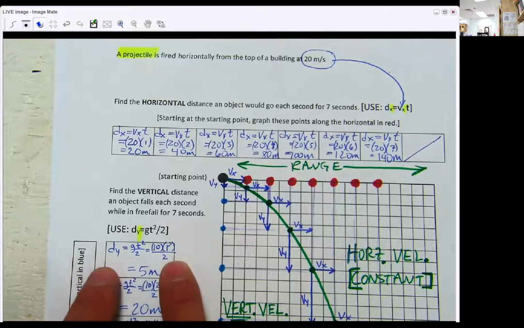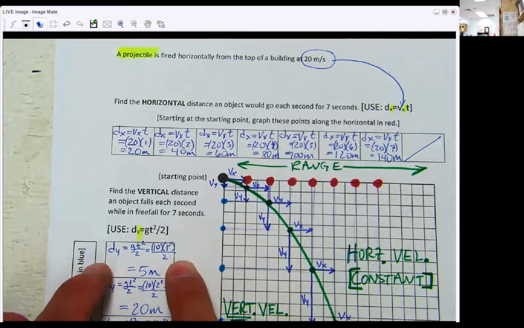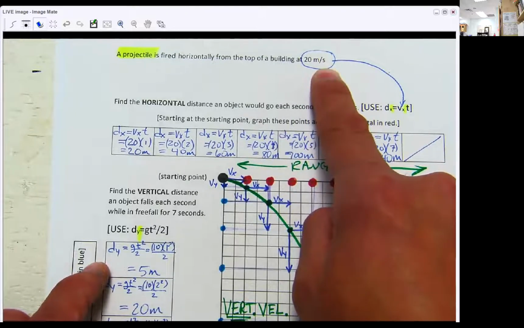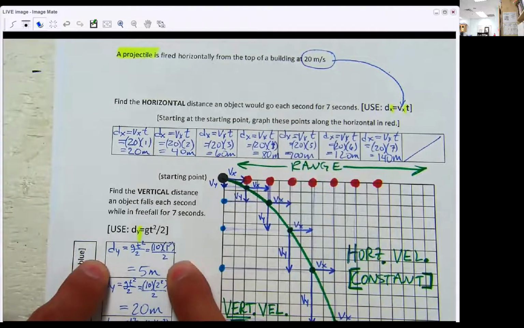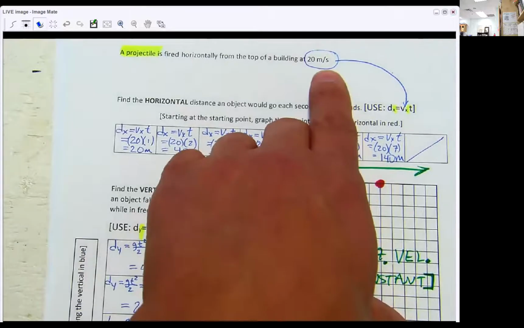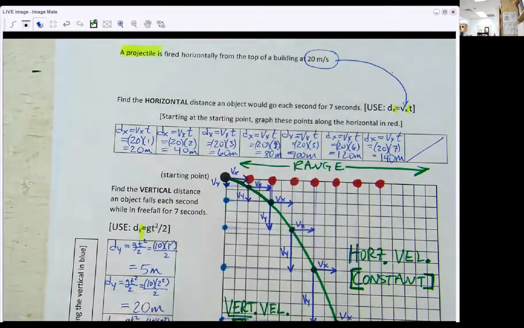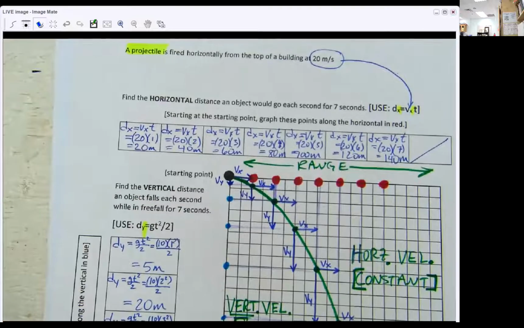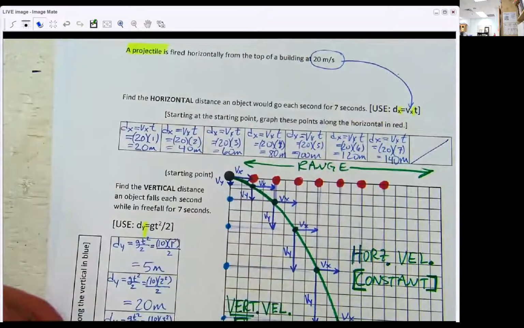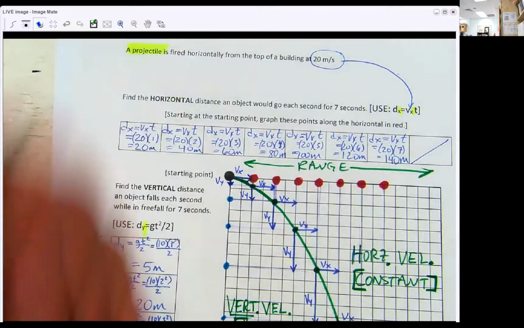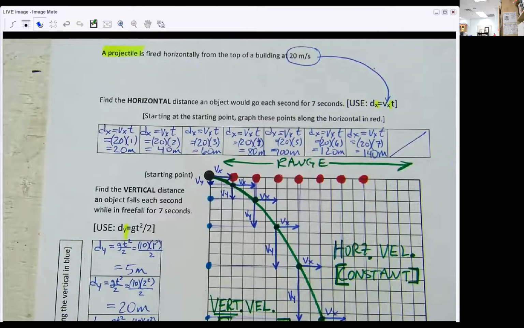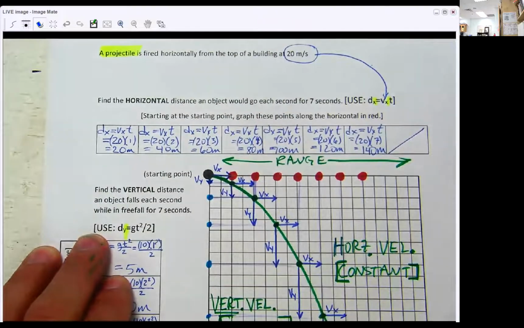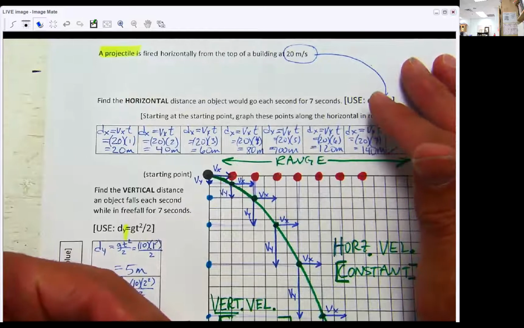Because where are we putting velocity in here? We're not. So it doesn't matter if this is 10, 20, or 100. This stays 5. This initial velocity has no bearing on this. It will always fall 5 meters per second. What if the velocity is 0? It'll still fall 5 meters in that first second. This horizontal velocity does not matter with the vertical velocity.